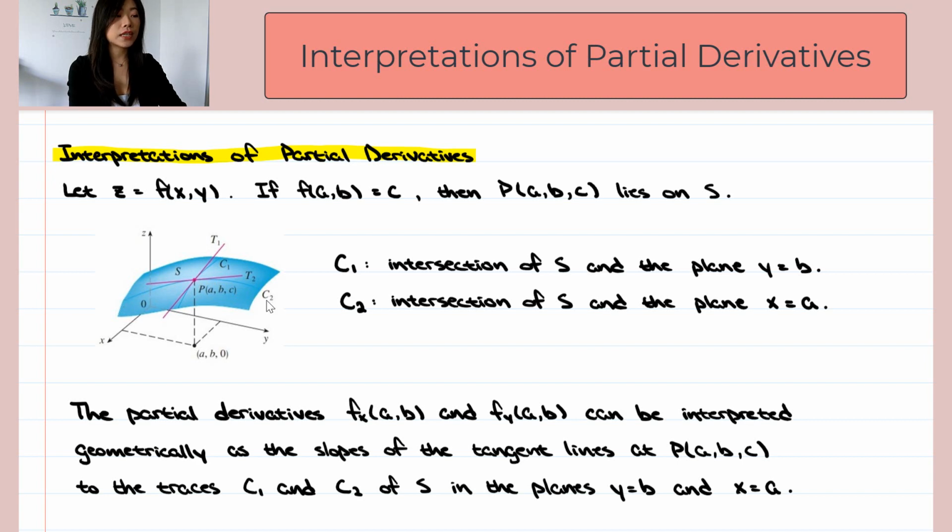Then, the partial derivatives fx and fy, which are the partial derivative with respect to x and with respect to y, at this point a and b, we can interpret them as the slope of these two curves, C1 and C2, at this point. So the partial derivative with respect to x at point a and b is the slope of the tangent line at this point, at point P, with coordinates a, b, and c. And the partial derivative of the function with respect to y at a and b will be the slope of the tangent line of the curve C2 at point a, b, and c.